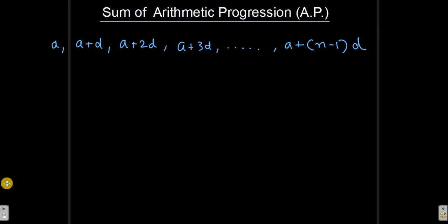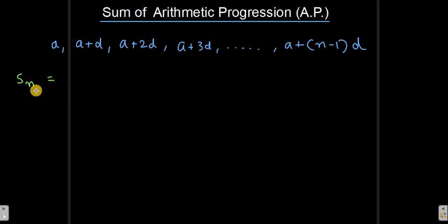In the last video we saw how we can find this sequence that is written over here: A, A plus D, A plus 2D, A plus 3D, up to A plus N minus 1 into D. So this is an arithmetic sequence. In this video I'll find the sum of the sequence. So let us write the sequence something like this.